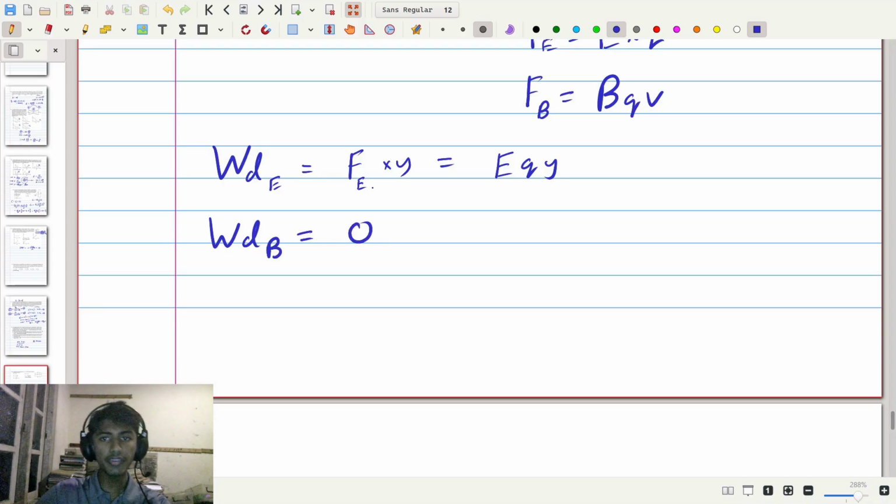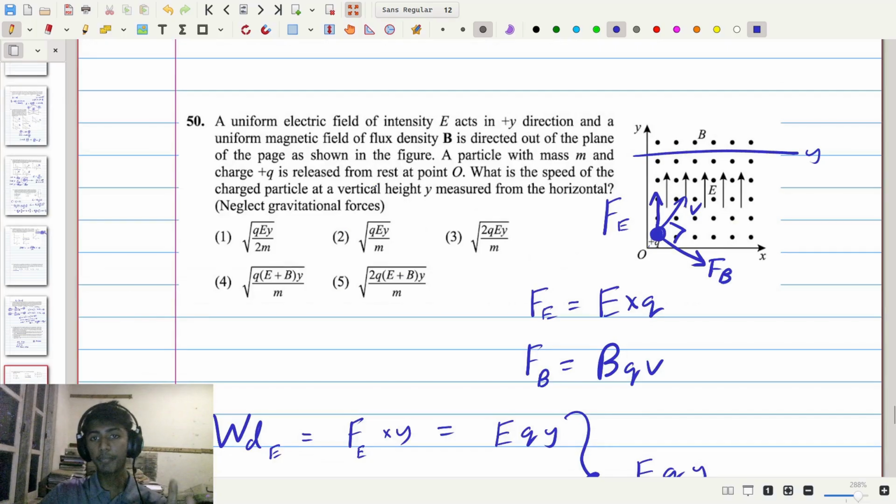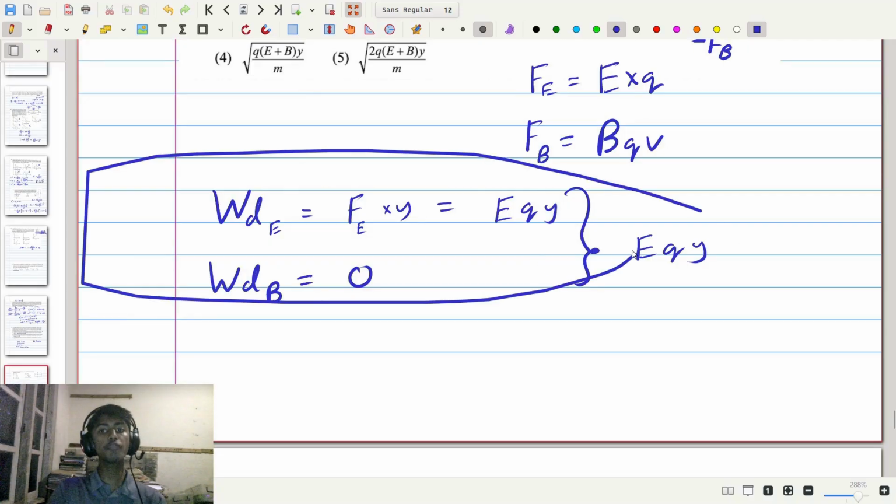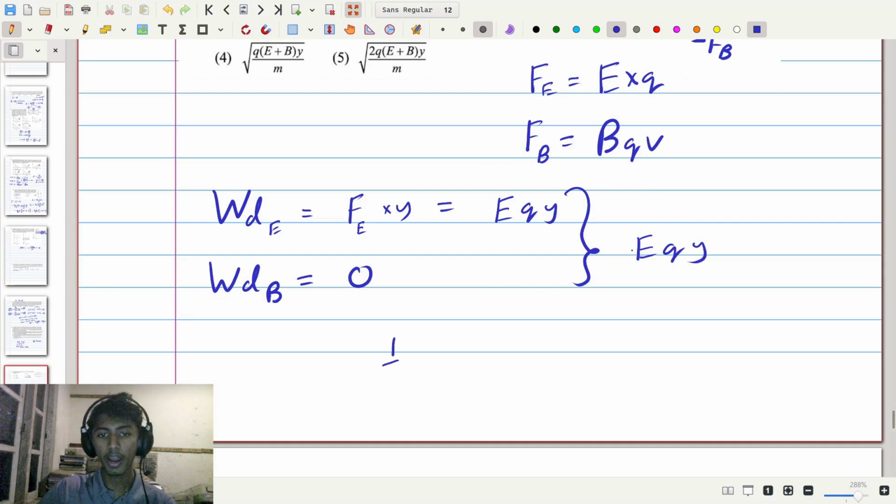Now, adding these together, we can see the total work done on the particle is equal to EQy. In this case, since the particle is not under gravity, there are no potential energies. Therefore, the only energy the particle can have is kinetic energy. So, all of this work done must go into kinetic energy, and therefore half mv squared must be equal to EQy.